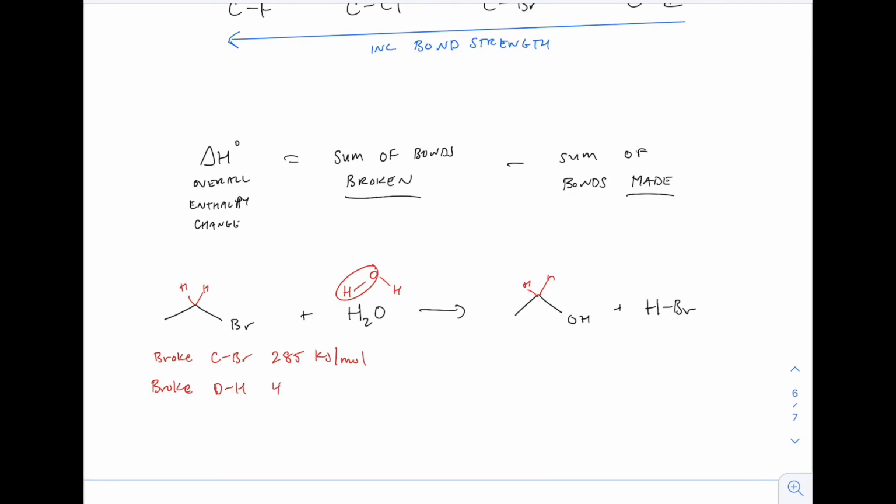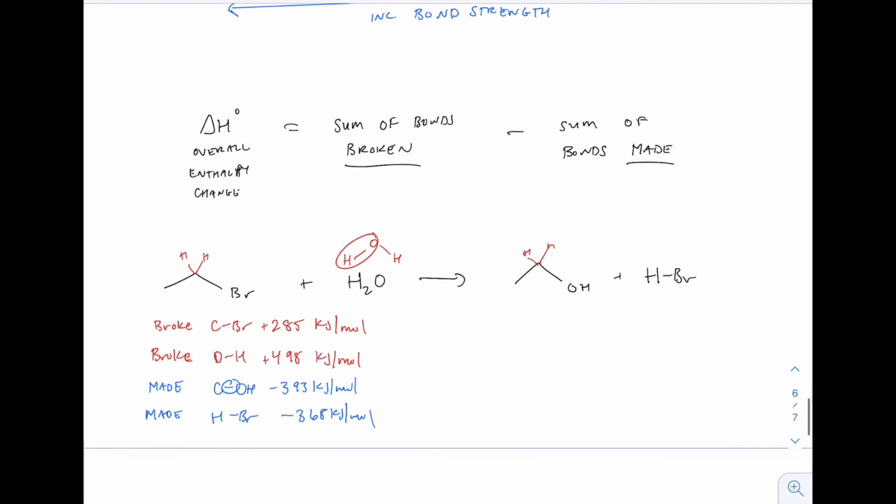That O-H bond being broken to form that new C-O bond is worth 498 kilojoules per mole. And that's all that we've broken on the left side. The bonds formed on the right side are the C-OH bond, which is negative 393 kilojoules per mole, and we also made an H-Br bond, which is negative 368 kilojoules per mole. These are negative because they are releasing energy. Anytime we're making bonds, we are releasing energy.